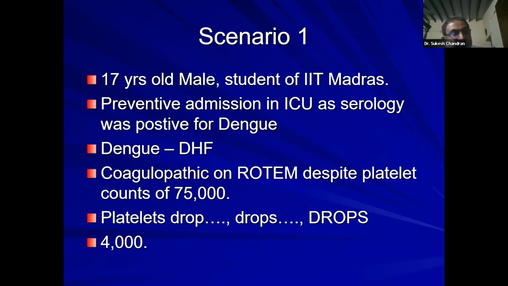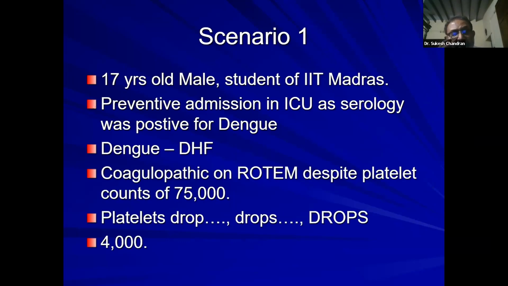Now let's look at a clinical scenario. A 17-year-old male, student of IIT Madras, had a preventive admission to ICU because the father is the head of ICU. The father thinks that this patient who had fever and was positive for dengue may develop dengue hemorrhagic fever, so he put him in ICU. Unfortunately, his platelet count was coming down every day, 75,000.